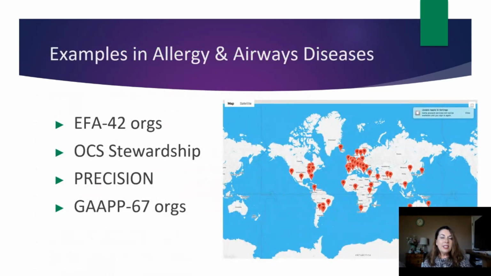So here are a few examples of successful coalitions. One that many of you will be familiar with is EFA, the European Federation of Allergy and Airway Diseases Patients' Associations. This is a group of 42 organizations that work together in Europe to advance atopic and airway diseases. And again, a very effective coalition that focuses on awareness and education and policy change at that EU level.